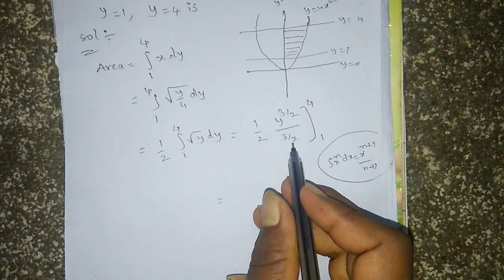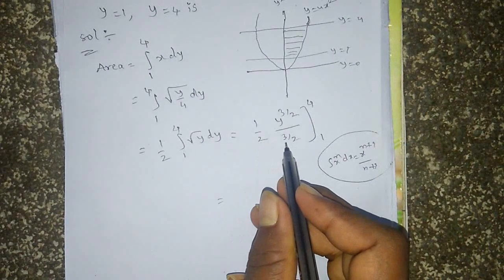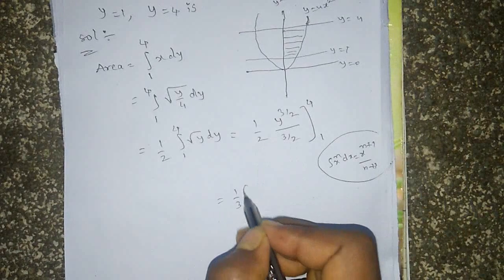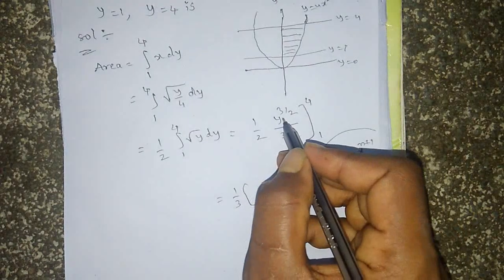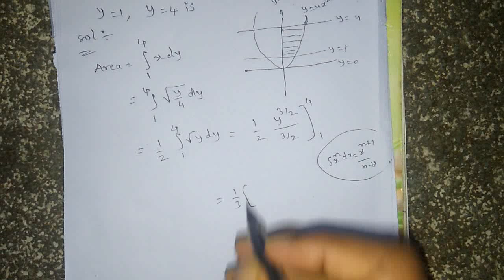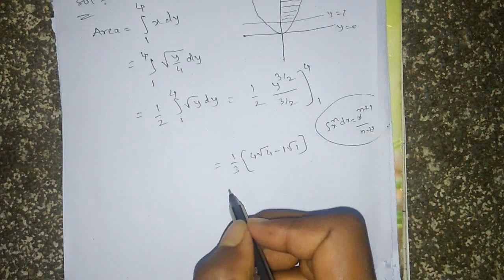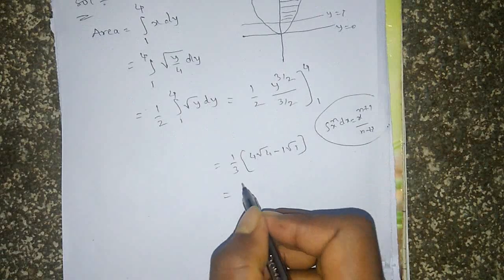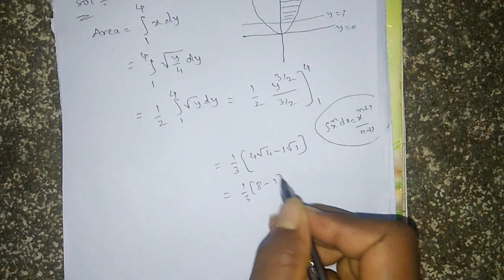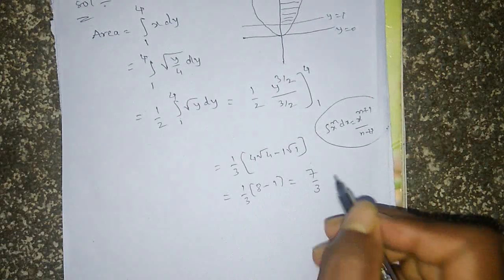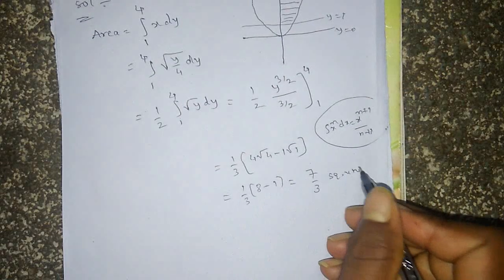So this is 1/2 by 3/2. The 2 gets cancelled, that is 1/3 into y^(3/2), which is y root y, that is 4 root 4 minus 1 root 1. So this is 8 minus 1, that is equal to 7/3 square units, the required area.